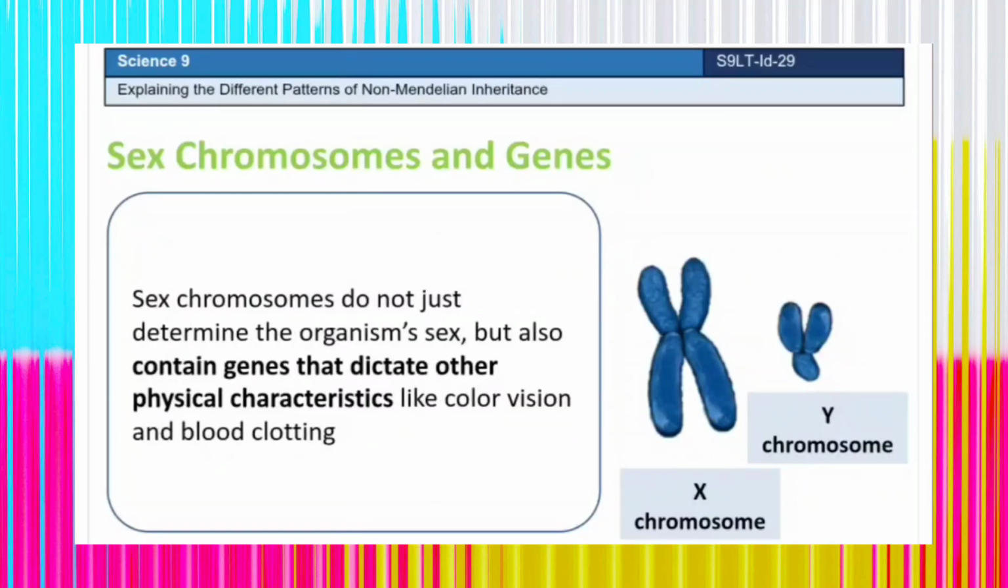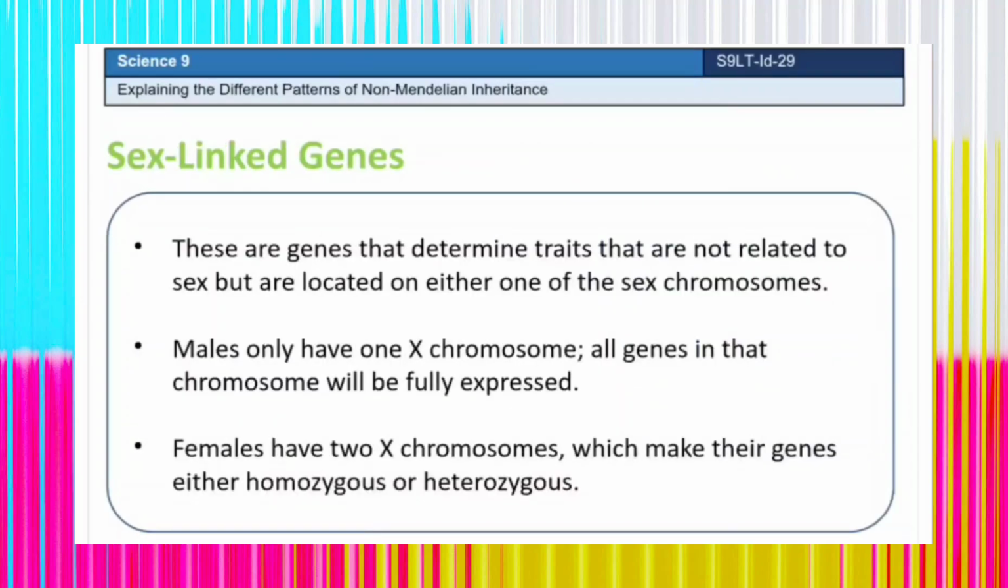Sex chromosomes do not just determine the organism's sex, but also contain genes that dictate other physical characteristics, like color vision and blood clotting. Sex-linked genes are genes that determine traits that are not related to sex, but are located on either one of the sex chromosomes. Note that, because males only have one X chromosome, all genes in that chromosome will be fully expressed. Females, on the other hand, have two X chromosomes, which make their genes either homozygous or heterozygous.